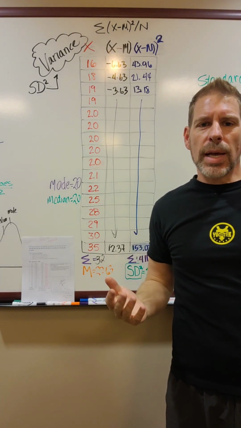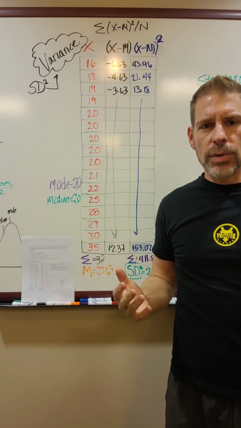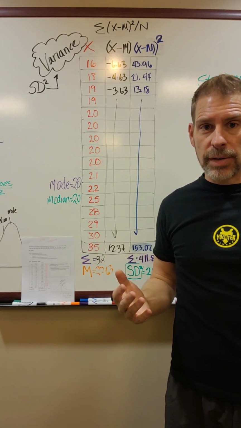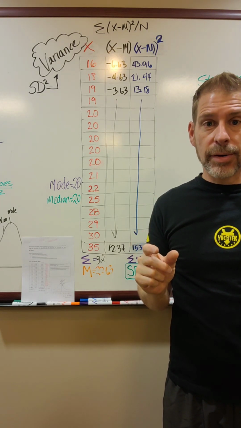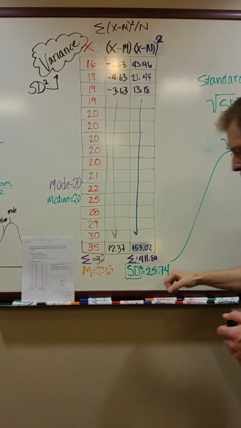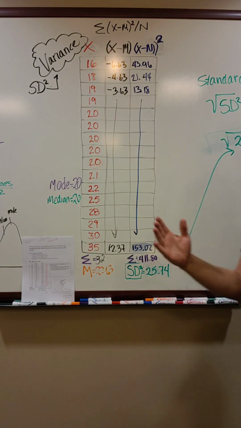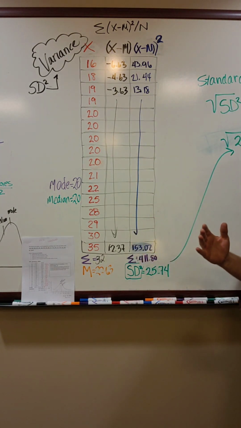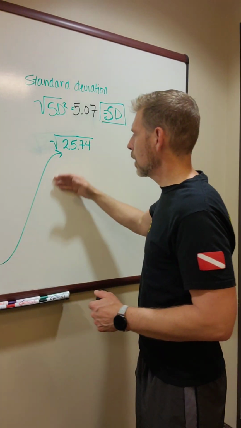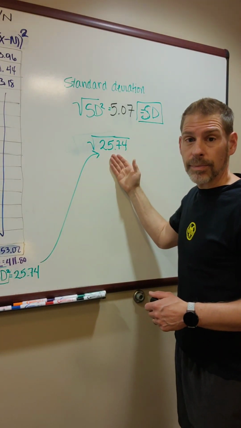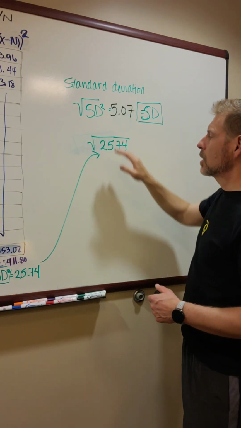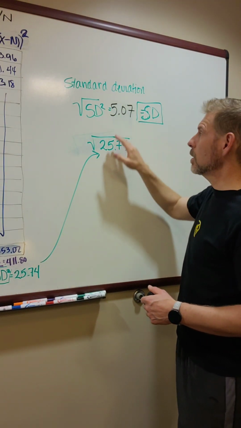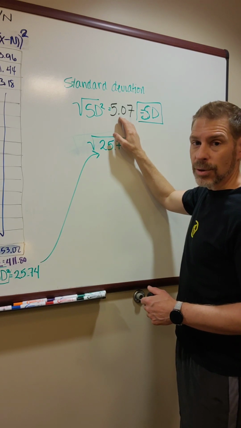We don't report that in research. We actually use a derivative of that called the standard deviation, or the average amount each score varies from the mean. To find that, we need the variance though, so we start with it. So we're starting with that variance, then we take that number and it is simply the square root. That is what our standard deviation is, the square root of the variance. So in this case, the square root of 25.74 is 5.07.